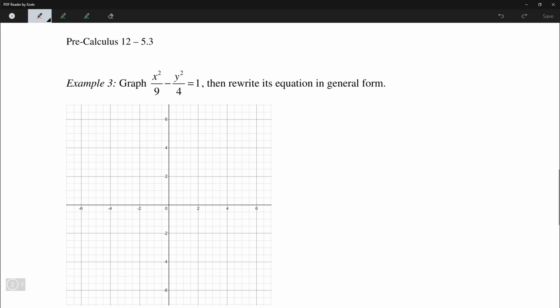So instead of x squared over 9, we can write it as x over 3 all squared. And likewise for the y variable, we have y over 2 all squared, and that's going to be equal to 1. Okay. So of course the idea here is the two transformations were a horizontal stretch by 3 and a vertical stretch by 2.